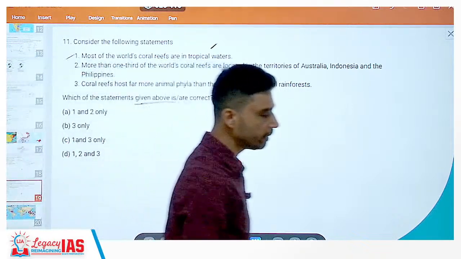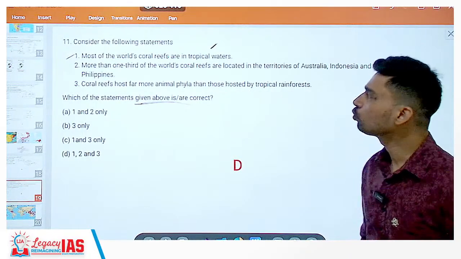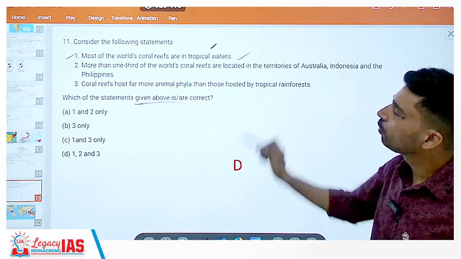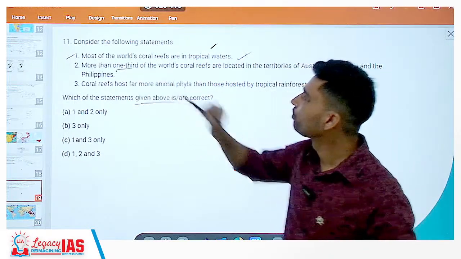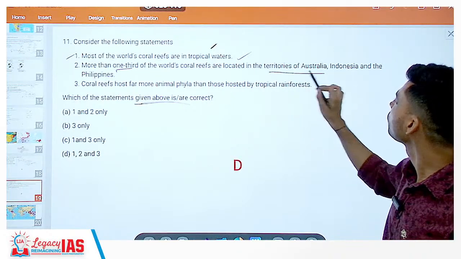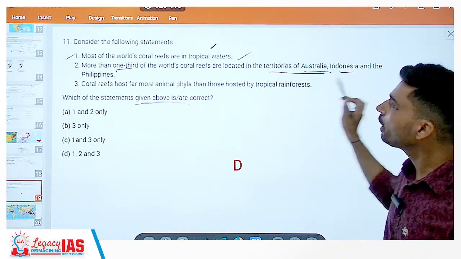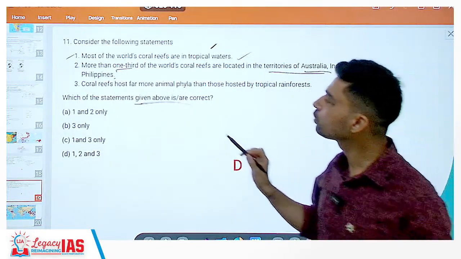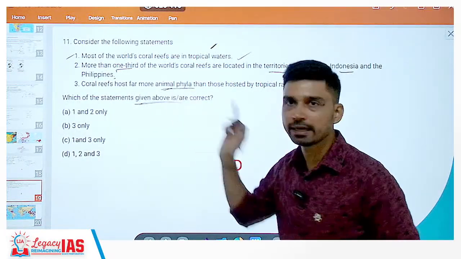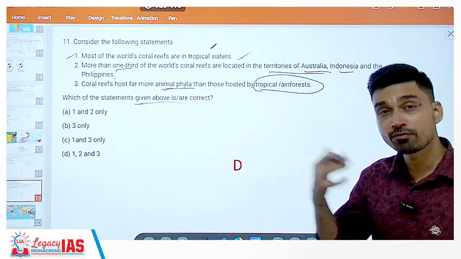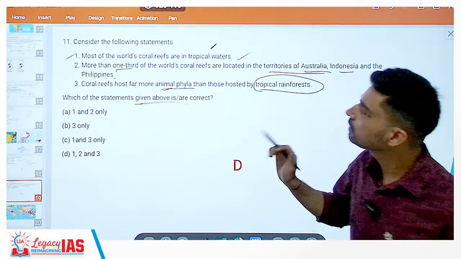The first statement is that most of the world's coral reefs are in tropical waters. Second, more than 1/3 of the world's coral reefs are located in the territories of Australia, Indonesia, and the Philippines. And third, the coral reefs host far more animal phyla than those hosted by the tropical rainforest on the earth. So which of these are correct here?